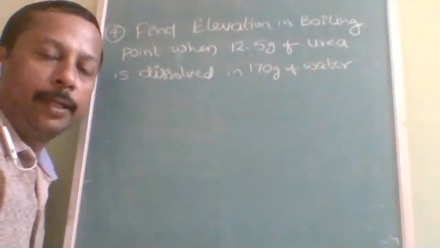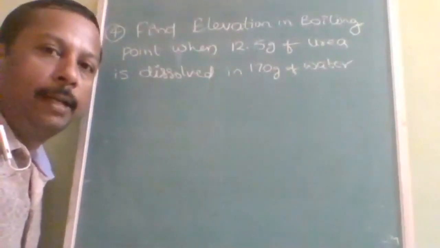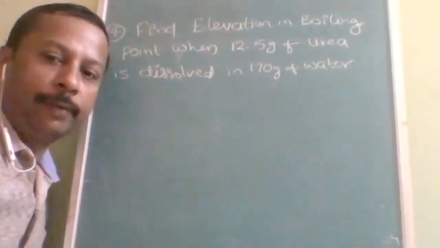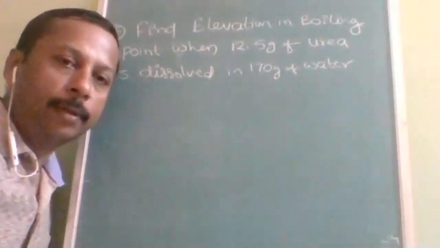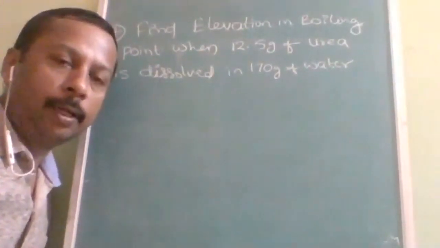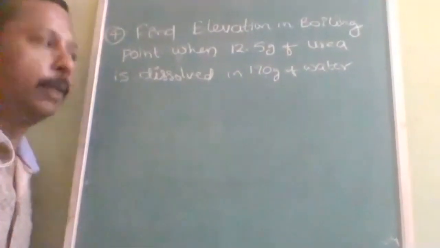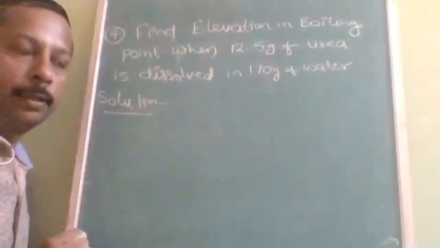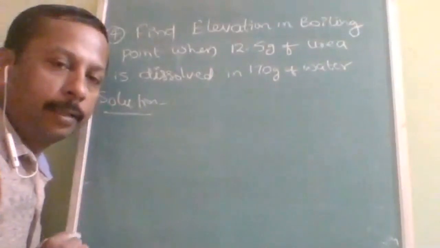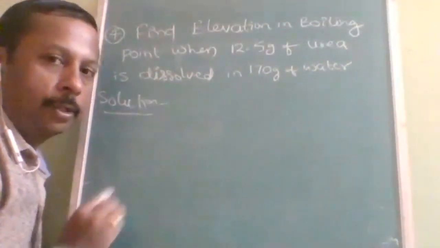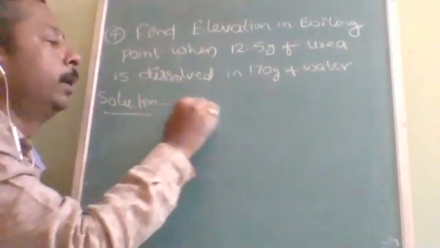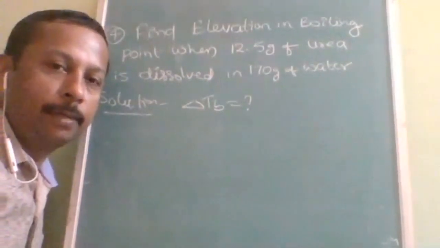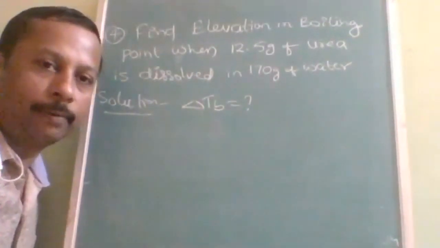Okay, we are into the very next model of this question: find the elevation in boiling point. Till now what we have done is calculate the boiling point of the solution or molecular mass, but here he is asking for the elevation in boiling point. If you think you can solve it, better you try to solve it. If not, then refer to the video solution. So delta TB is the question mark. Compared to previous questions, it is a little bit easier, I feel.